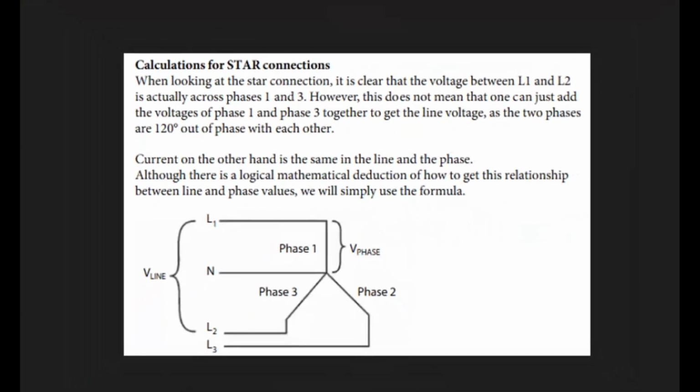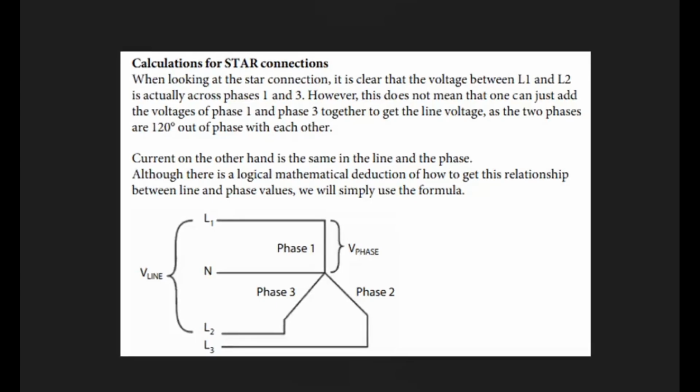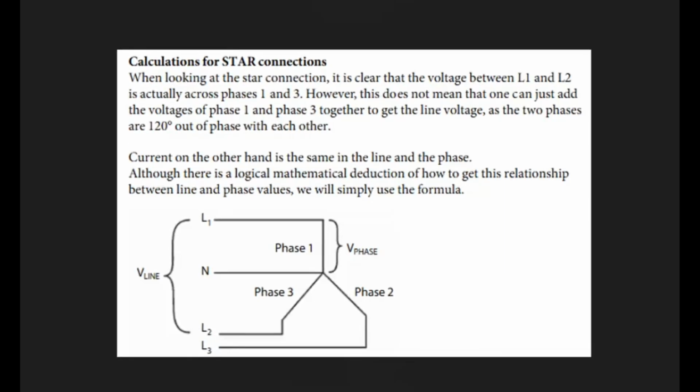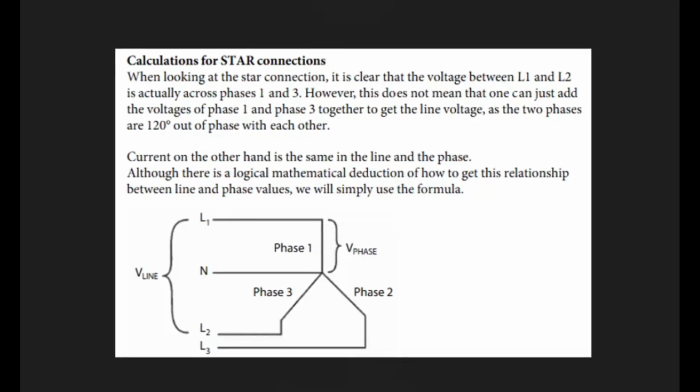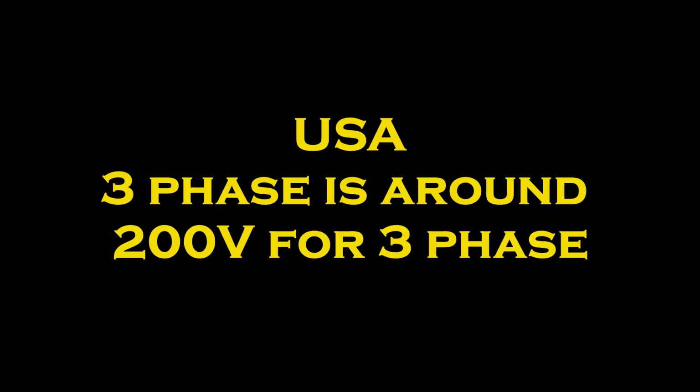So, calculations for star connections. Remember, with the star connection, we have two voltages. We have a voltage between live and neutral, and if you test this with a multimeter, it would be around 230 V in South Africa. And if you go across two lives, between L1 and L2 for example, or between L1 and L3, or between L2 and L3, you will get about 400 volts, or slightly less than that in some cases.